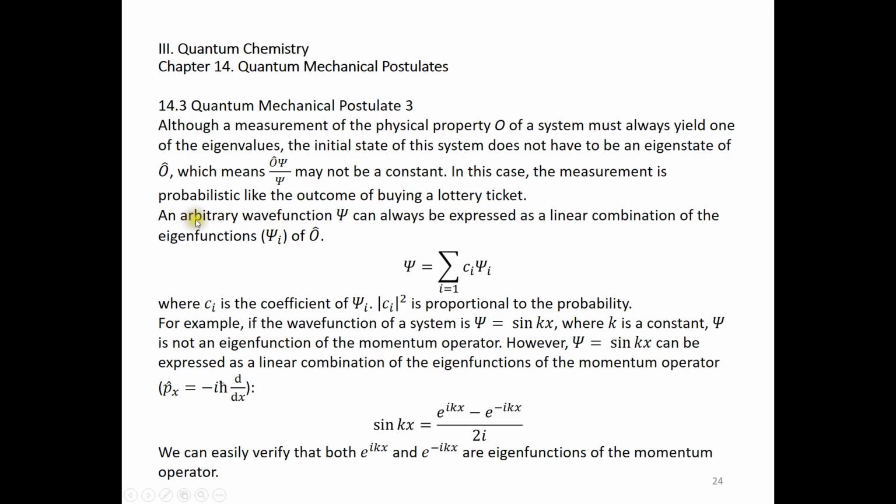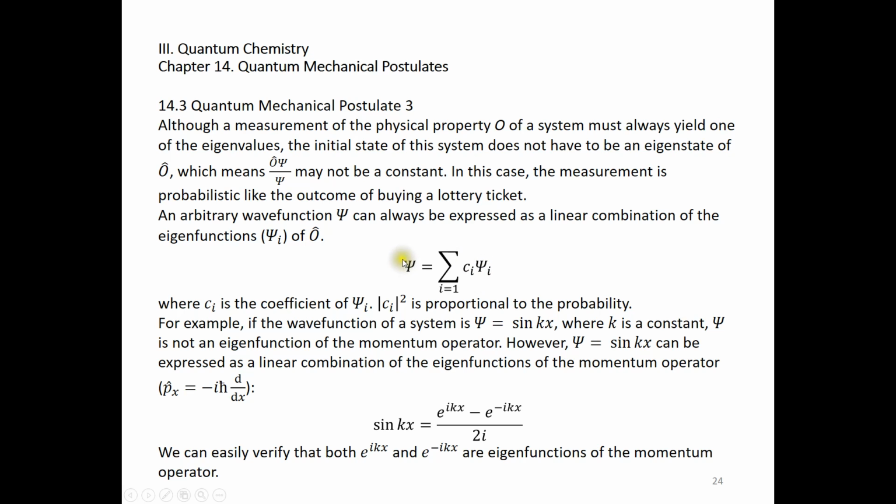So if we have an arbitrary wave function psi, it can always be expressed as a linear combination of the eigenfunctions of any given quantum mechanical operator. So we have this equation. This psi is an arbitrary function. It can be expressed as the sum of c sub i psi sub i. c sub i is a coefficient. Psi sub i is an eigenfunction of the O operator.